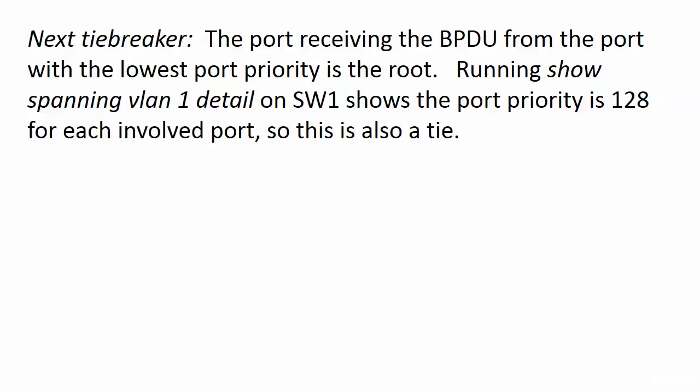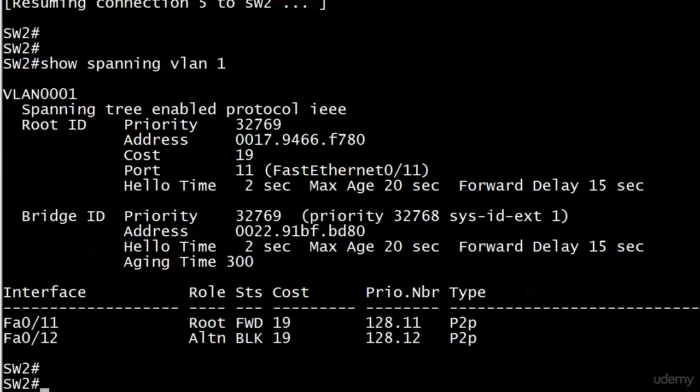Now, take a deep breath. The next tiebreaker: the port receiving the BPDU from the port with the lowest port priority is the root port. I know you want to see this in action because you got the word port in there like 17 times. But right now, switch 2 would choose the port that's receiving the BPDU from the port over on switch 1 that has the lowest port priority. This is a totally different value from the priority we've been talking about with the default switch priority of 32,768. What we have here is port priority, and let me show you how to spot that.